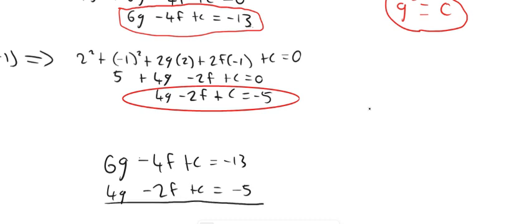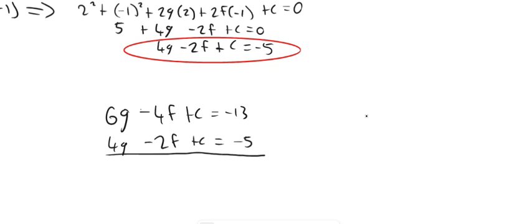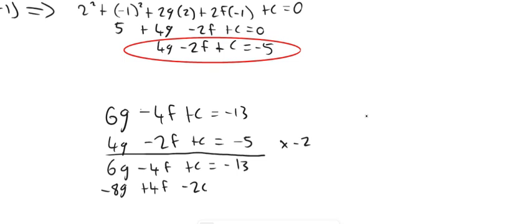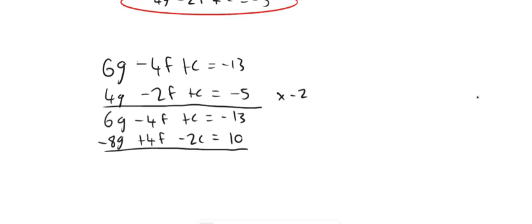So I'm going to eliminate the f's, or make them cancel out. I'm going to multiply the bottom by minus 2. So we get 6g minus 4f plus c is equal to minus 13, and minus 8g plus 4f minus 2c is equal to 10. Then the f's will cancel, so we're left with minus 2g minus c is equal to minus 3.